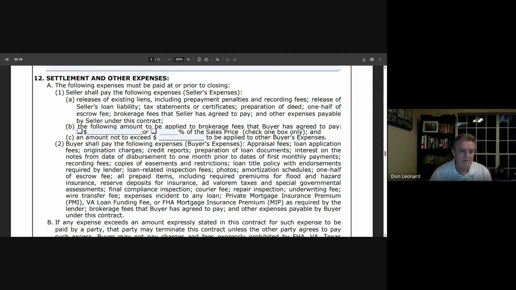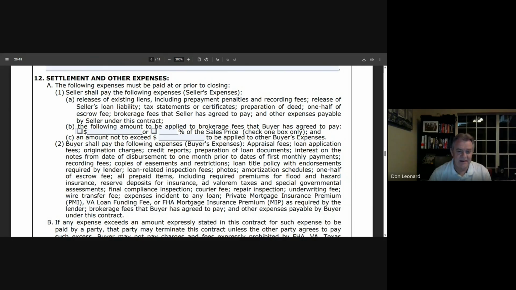So we start up here where it says seller shall pay the following expenses. These are known as seller expenses. It goes all the way down to number 2, where the buyer shall pay the following expenses. So everything here in number 1, 12A, 1A, B, and C, are seller expenses. These are things the seller is going to pay.